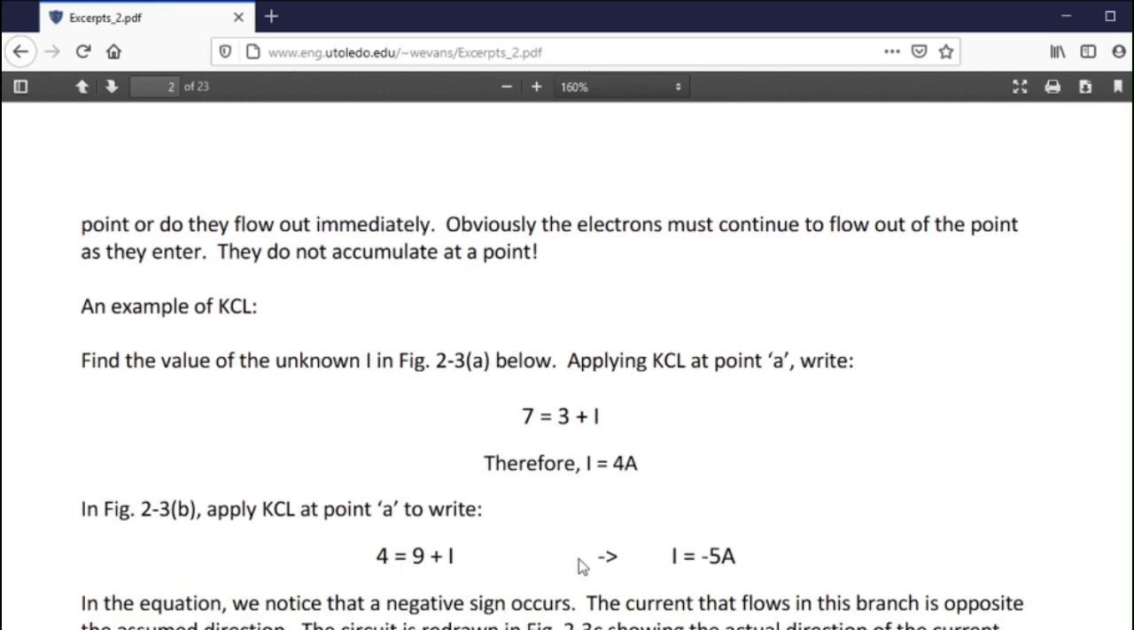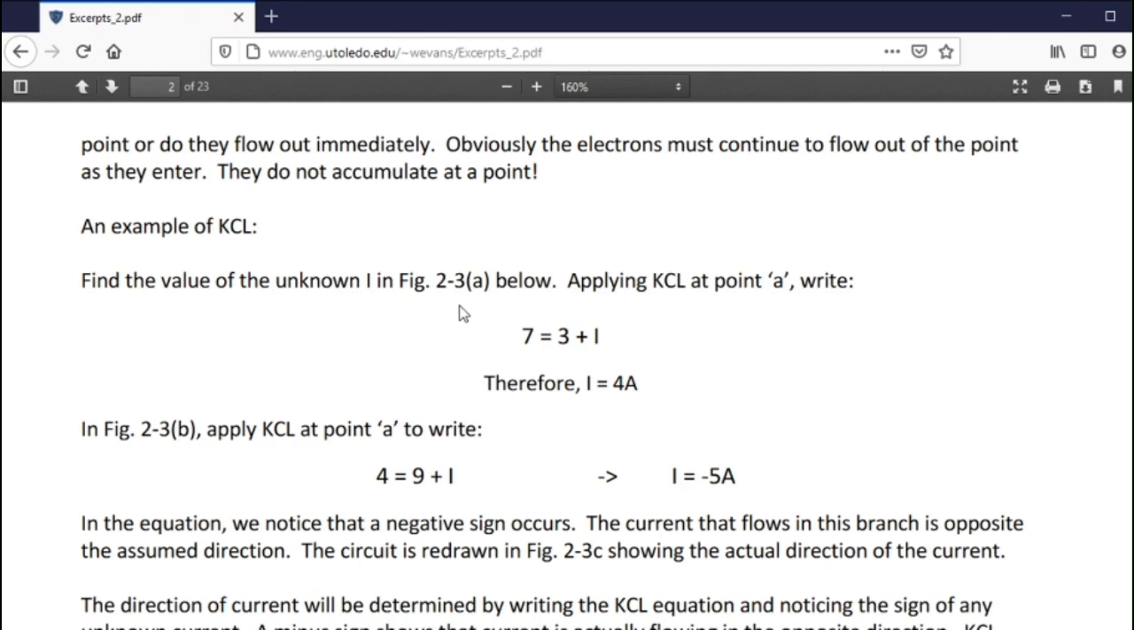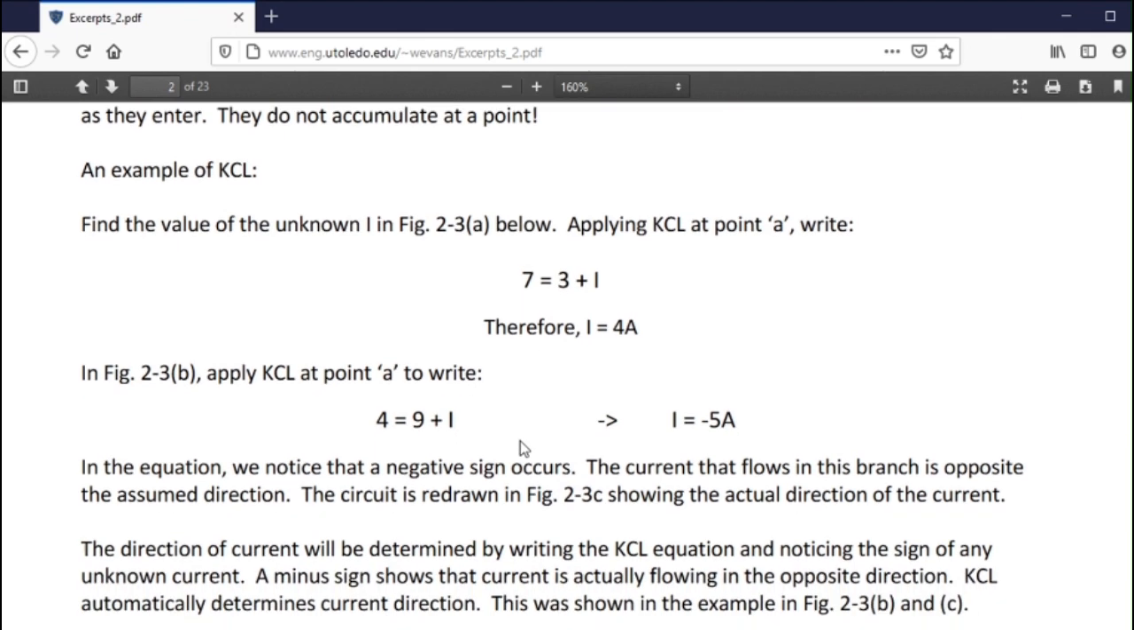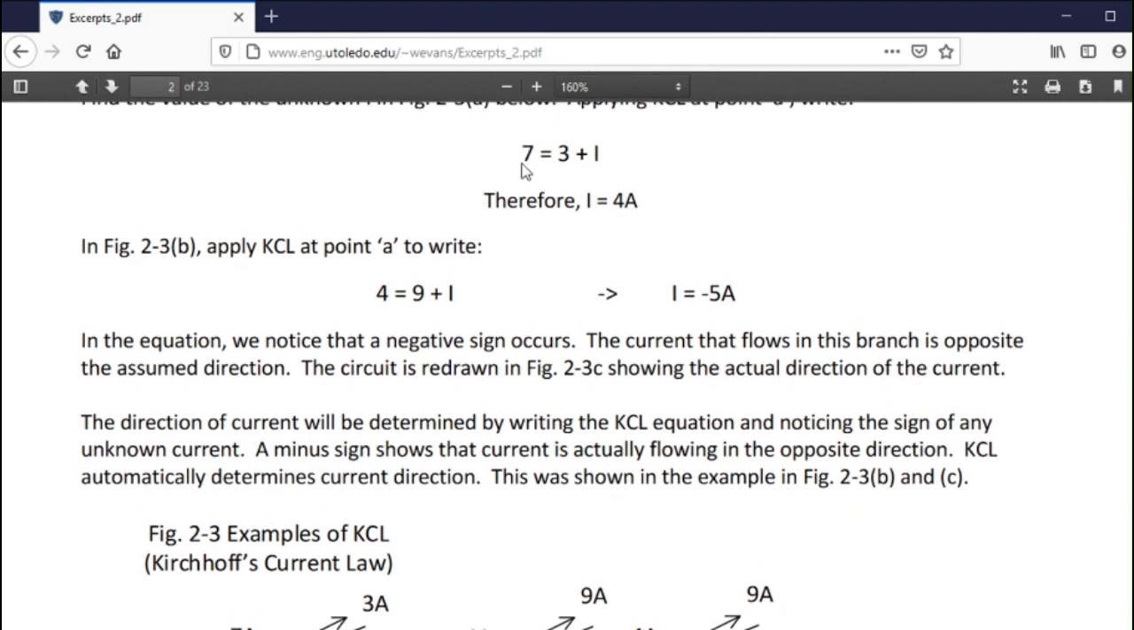Here's an example with numbers. If you go back to figure 2-3A, or excuse me, this figure right down here, if I have 7 amps in and 3 amps out, what's this? Obviously it's 4, right? 7 equals 3 plus I. That's not a 1, that's an I. Therefore I is equal to 4 amps.